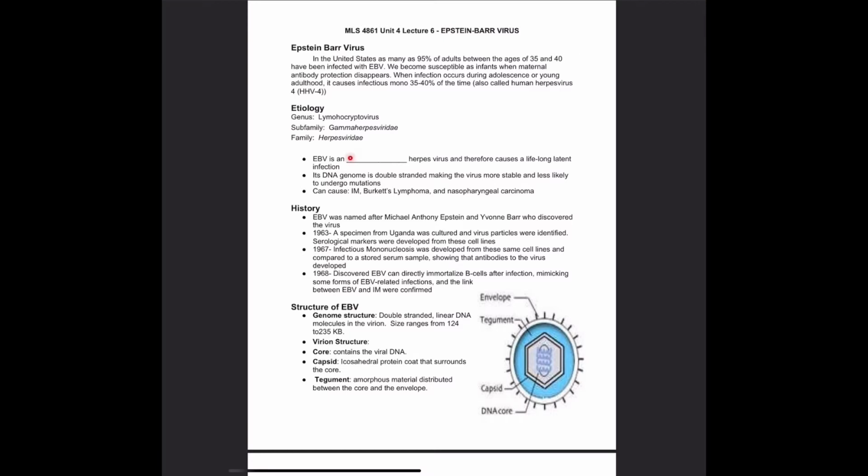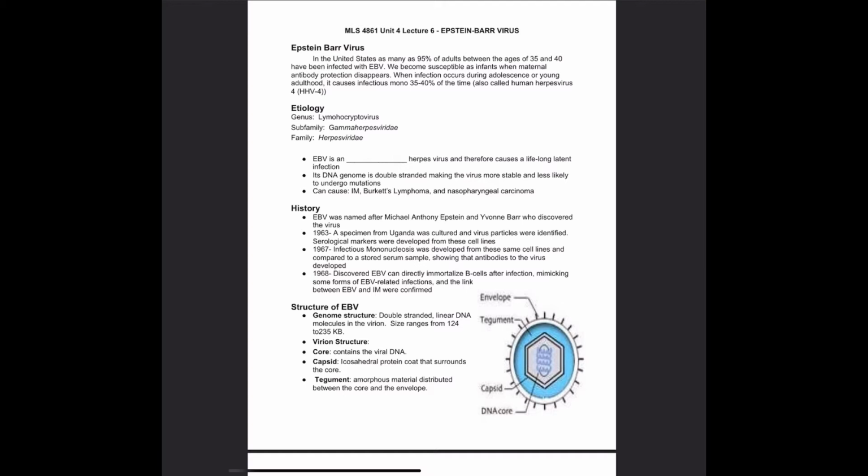EBV is an enveloped herpes virus, and therefore it causes a lifelong latent infection. Its DNA genome is double-stranded, making the virus more stable and less likely to undergo mutations. It can cause infectious mono, Burkitt's lymphoma, and nasopharyngeal carcinomas.